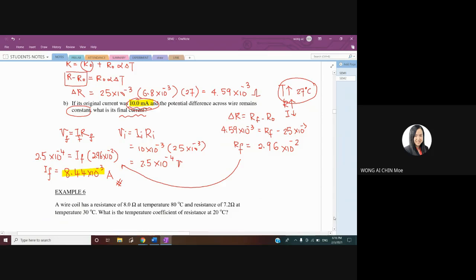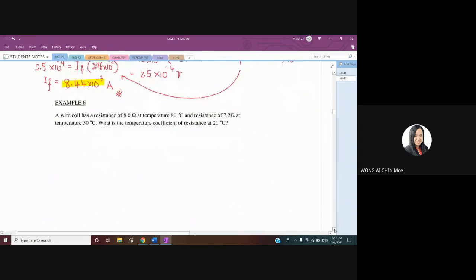Okay, next one is example number 6. This is your homework. Please do it and then send it to the Google Classroom. We can roughly go through it first. A wire coil has a resistor R initially at the temperature of 80 degrees Celsius and a resistor of 7.2 ohm at the temperature of 30 degrees Celsius. So what is the temperature coefficient of the resistor at 20 degrees Celsius?